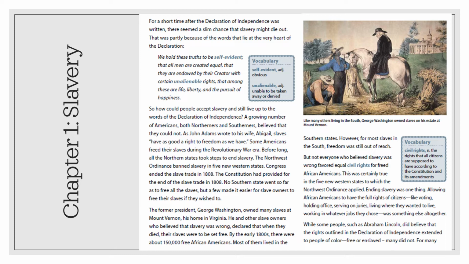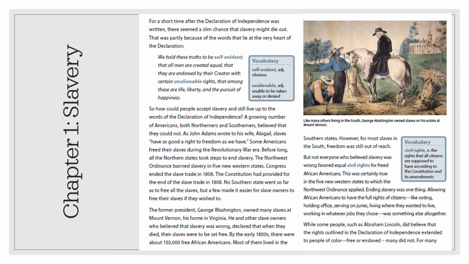So how could people accept slavery and still live up to the words of the Declaration of Independence? A growing number of Americans, both Northerners and Southerners, believed that they could not. As John Adams wrote to his wife Abigail, "Slaves have as good a right to freedom as we have." Some Americans freed their slaves during the Revolutionary War era.